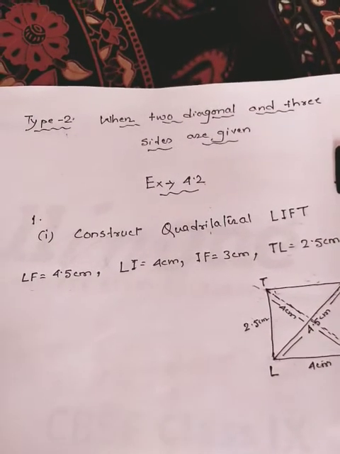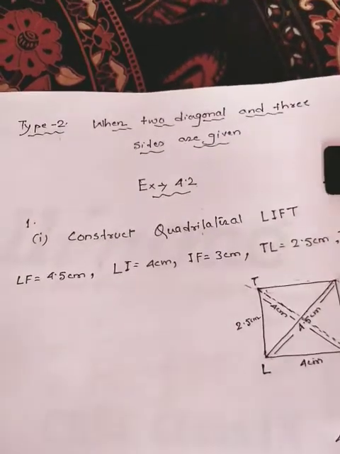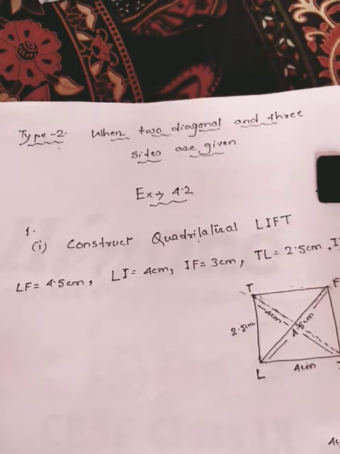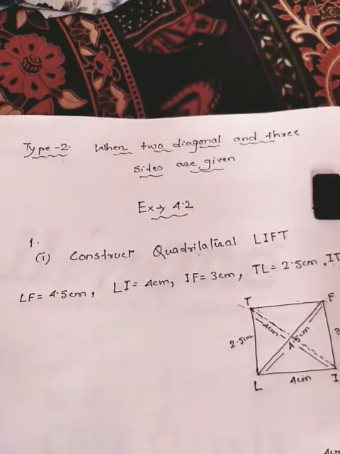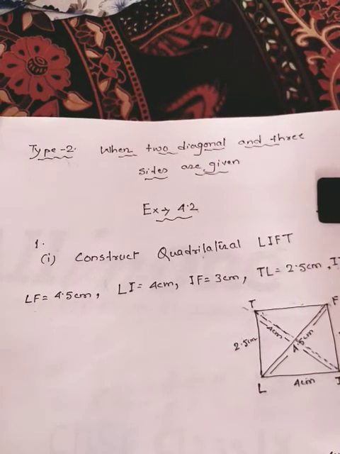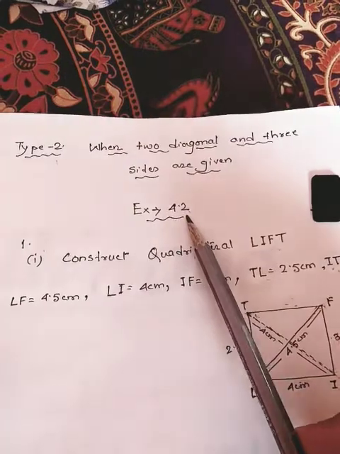Hello students, today we'll start a new exercise and a new type also. That is exercise 4.2. The previous exercise was concerned with type 1. I hope you remember where all the sides of the quadrilateral and one diagonal were mentioned. Now in type 2, this exercise number 4.2 will follow type 2.